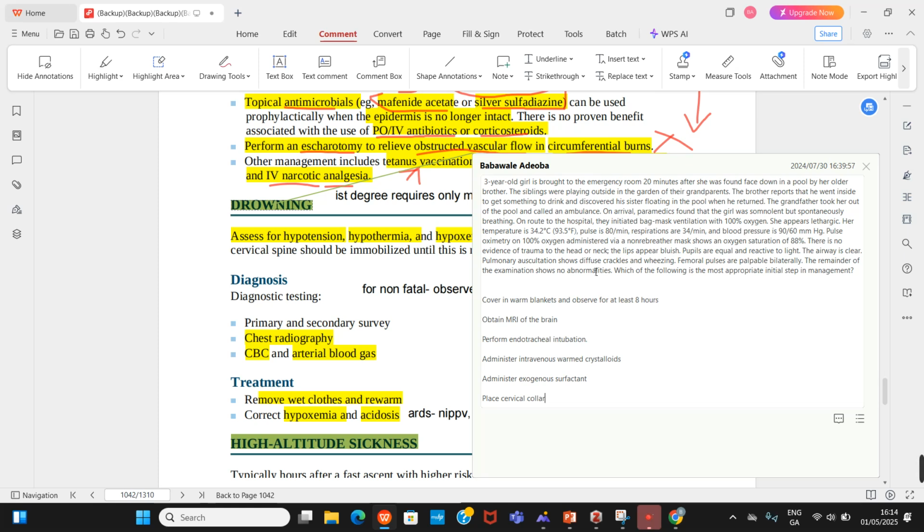Intubation. Or cover in one blanket and observe for at least hours. Passive external rewarming. Okay, let's have a look at this question again.